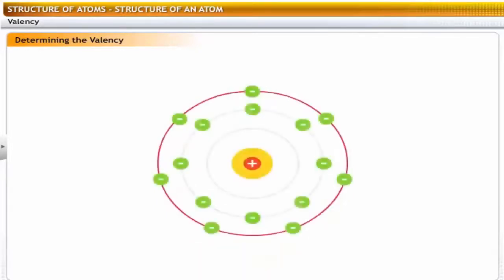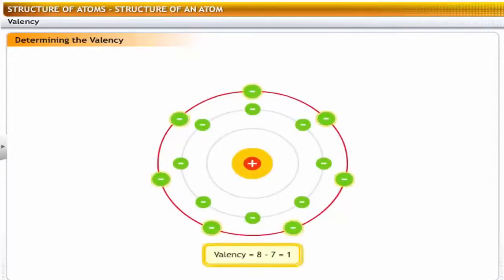On the other hand, if the outer shell has more than 4 electrons, the valency is 8 minus the number of electrons in the outer shell. For example, a chlorine atom has 7 electrons in the outermost shell. Here, in this case, it is easier for chlorine to gain 1 electron instead of losing 7 electrons. Hence, its valency is determined by subtracting 7 electrons from the octet, which gives the valency of 1 for chlorine.